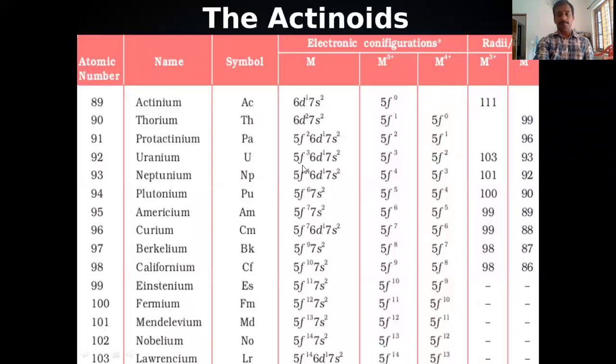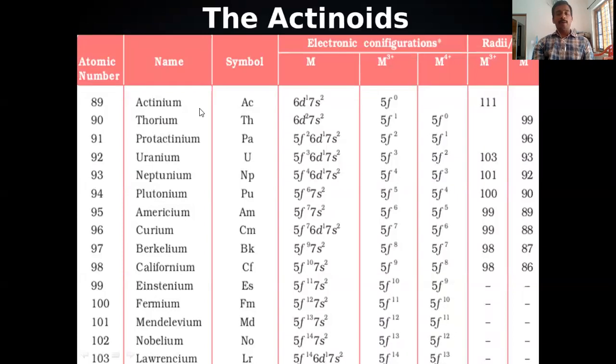Today, last portion of the chapter, actinides. Actinides are f block elements in which electron filling is in 5f orbital. Actinium, thorium, protactinium, uranium, neptunium, plutonium, americium, curium, berkelium, californium, einsteinium, fermium, mendelevium, nobelium, and lawrencium. These elements are radioactive elements.